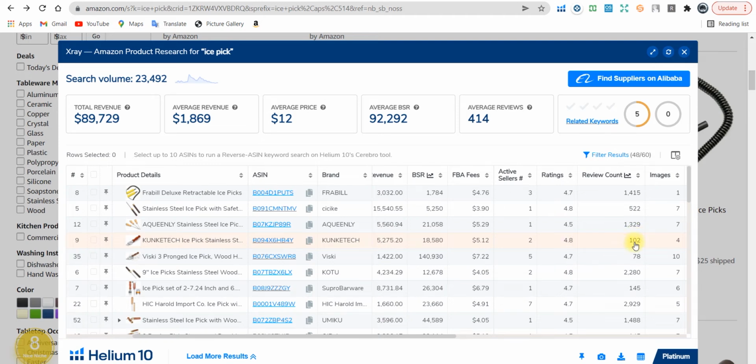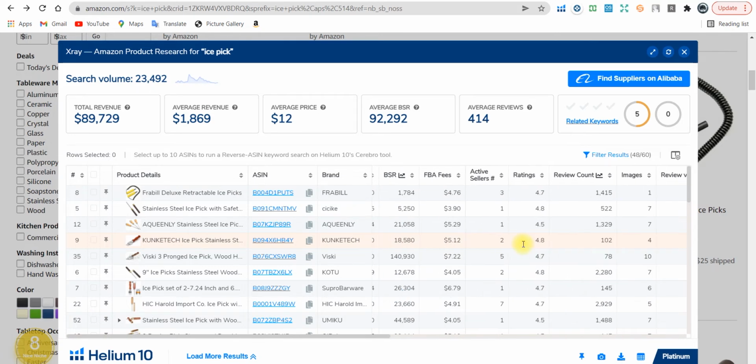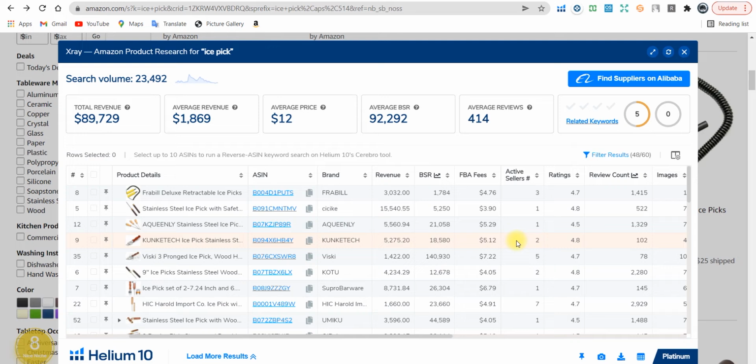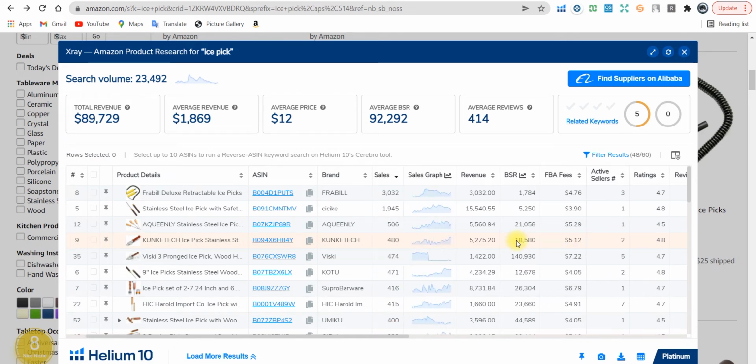This fourth one has 102 reviews, with a rating of 4.8. And at the same time, whenever you select any competitor listing, you should check the rating as well. The competitor whose design we are going to copy should have a good rating, so that we may not get refunds and bad reviews.